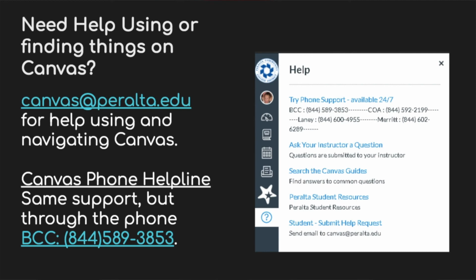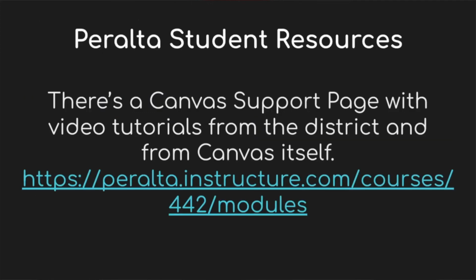If you need help using or finding things on Canvas, you have the ability to contact Canvas. You can contact Canvas via email at canvas@peralta.edu for help using and navigating Canvas. If you're having any issues and would like to talk to a support agent, you can also contact Canvas via phone at 844-589-3853.